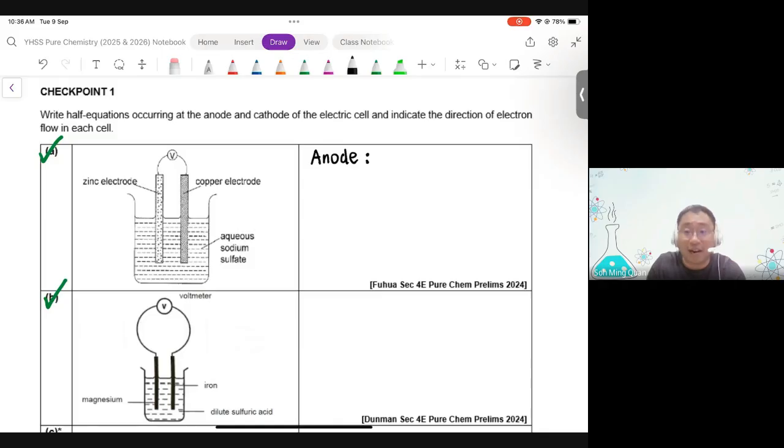Now, I will write the answers for the half equations occurring at the anode and cathode. Just check your answer first.